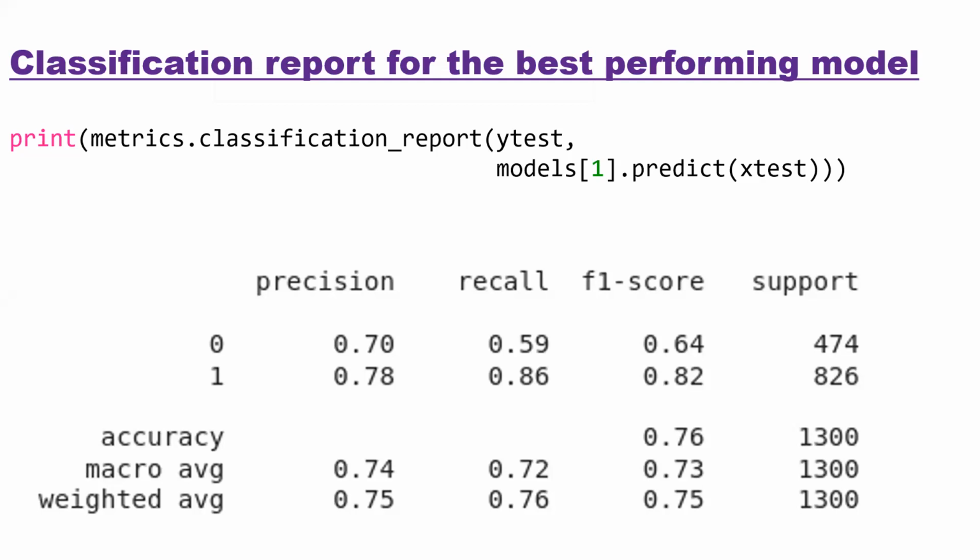Precision, recall, F1 score, support for 0 and 1. Okay, so F1 score is nothing but the harmonic mean of precision and recall values.